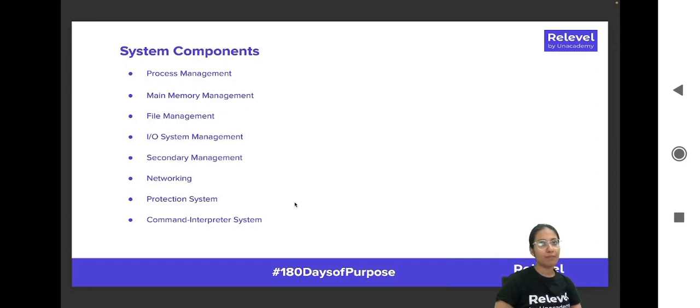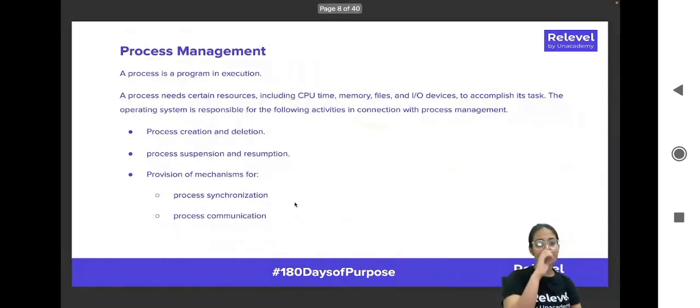Then we have main memory management, then we have file management, input output system management, secondary storage management, networking, protection system, and command interpreter system. Okay, so these are all the systems that are available to us. Let's take a look at all of them one by one.